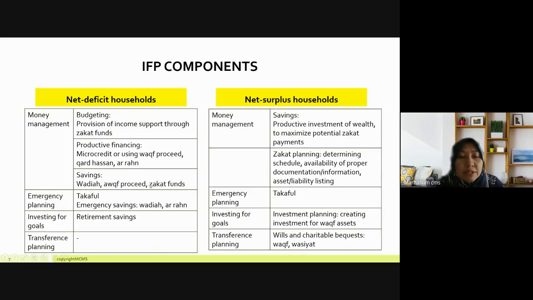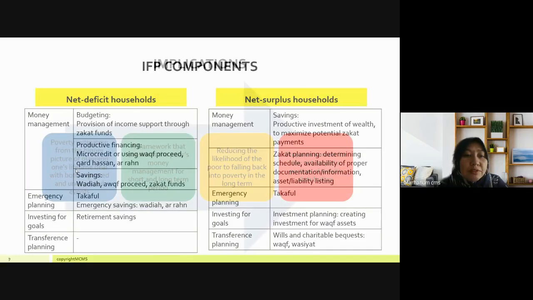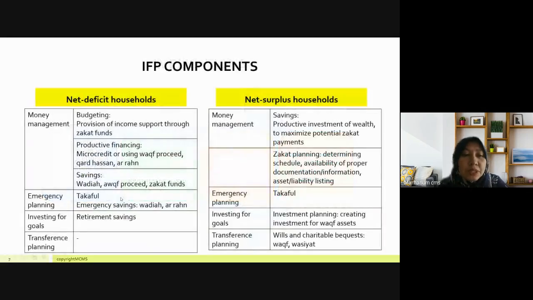So from the zakat fund, also they can make a portion of saving. It is not necessary for them, when they receive zakat money, to spend all the money. They have at least to put a portion for saving. So saving is not only for the surplus units but the deficit units also need to have savings. At least 5 ringgit, 10 ringgit, then that should be okay.